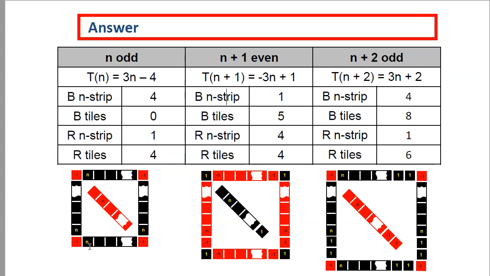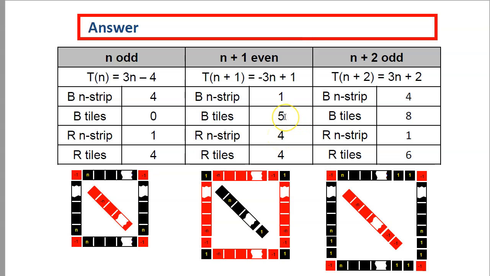So all together, we have 2 sets of answers. We have when n is odd, then n plus 1 will be even, and n plus 2 is odd again. We have our symbolic formulas, and we just have a list of which types of pieces we have. 4 black end strips, no black tiles, 1 red end strip, and 4 red tiles for figure n when n is odd. Then when figure n plus 1, everything switches. So now we have 1 black end strip and 4 red tiles.